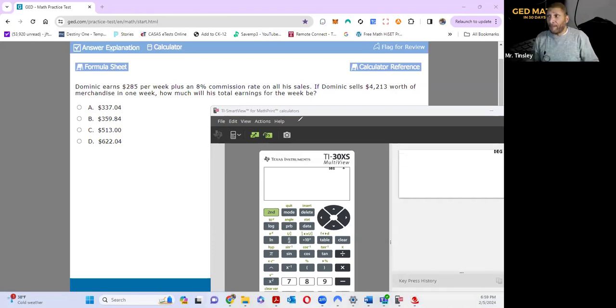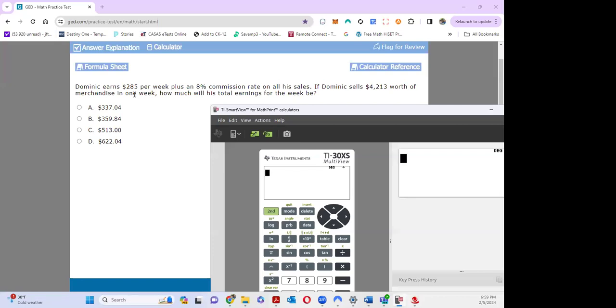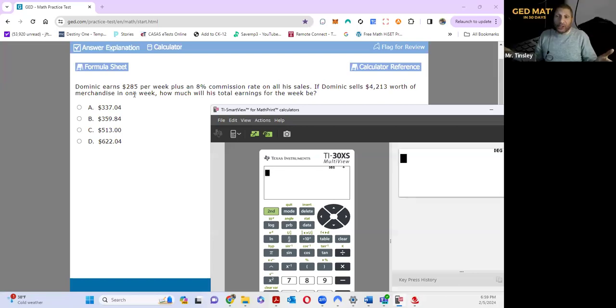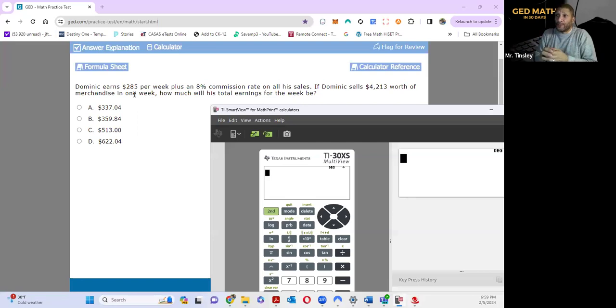The $110 difference is a large amount. The answers are not close. If I know I make 285 no matter what, 10% of 4,213 I can do in my head. If I move the decimal point one place, it's $421. So 421 and 285, again, I can estimate 400 plus 300.